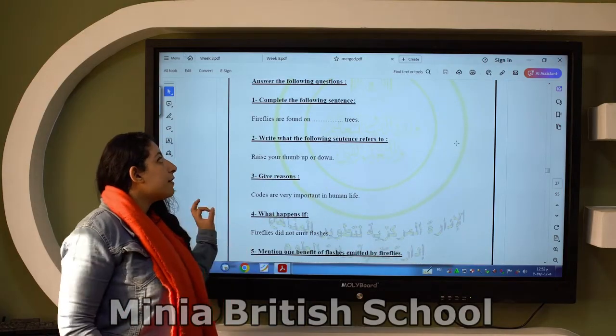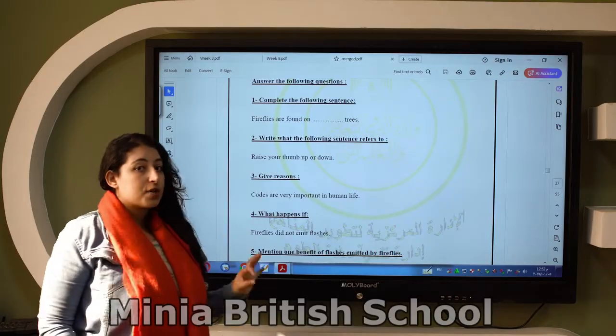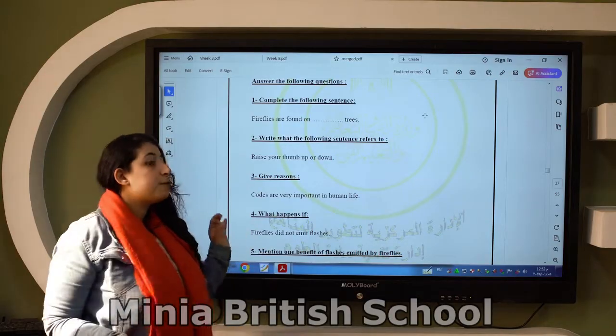Complete the following. Fireflies are found on what trees? On mangrove trees.